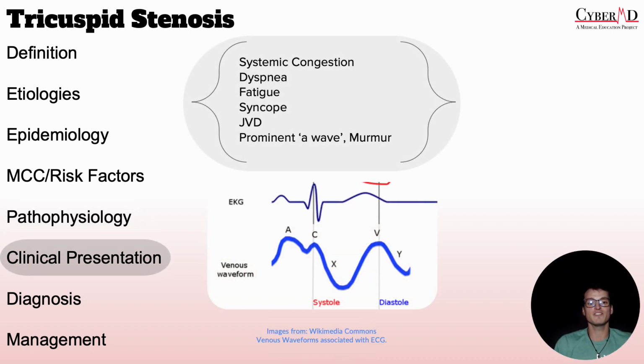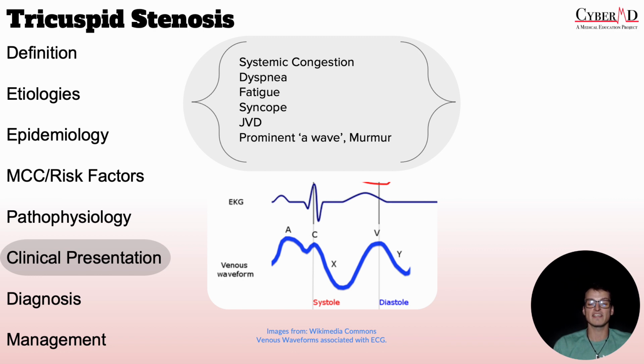Patients with tricuspid stenosis may present with systemic congestion, which could include leg edema, ascites, anasarca, or congestive hepatopathy. The symptoms of reduced cardiac output could include exertional dyspnea, general fatigue, or maybe even syncope. On physical examination, the jugular venous pressure may be elevated and you may see a prominent A wave.